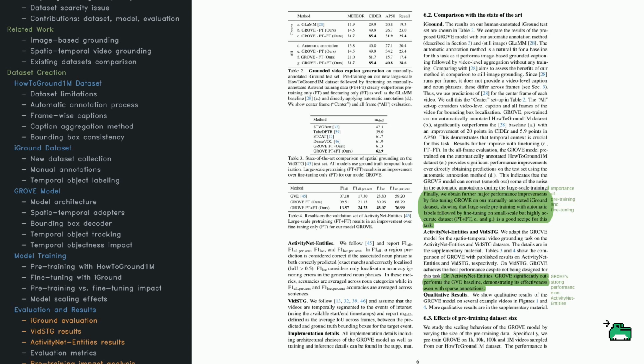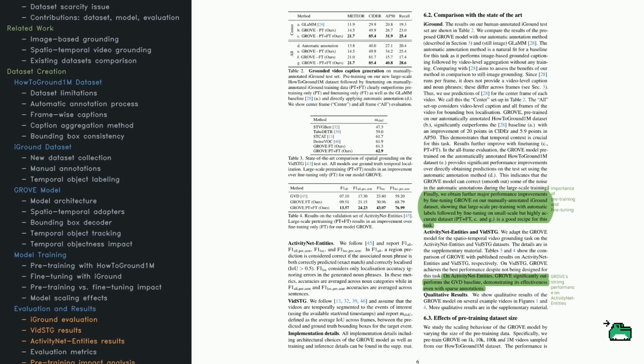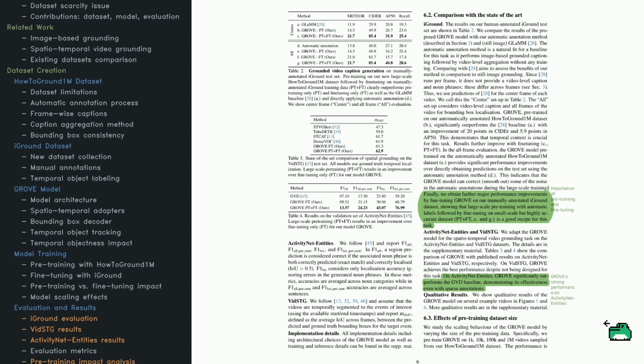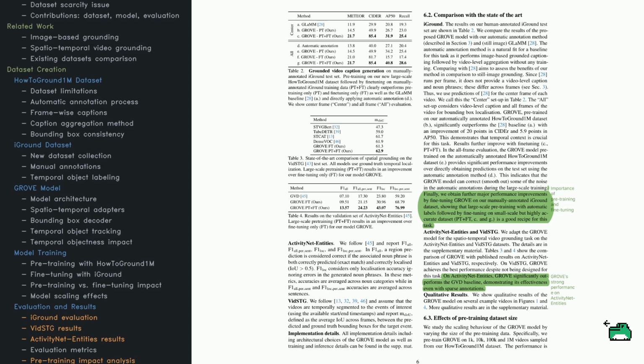Notice how the two-stage strategy, pre-training on HowToGround1M, then fine-tuning on iGround, consistently gives better results. Performance metrics like METEOR and CIDEr look at caption quality, while AP50 and Recall check the accuracy of the bounding boxes. Grove outperforms a baseline that relies solely on automatic annotations. They also test on VidSTG, shown in Table 3.